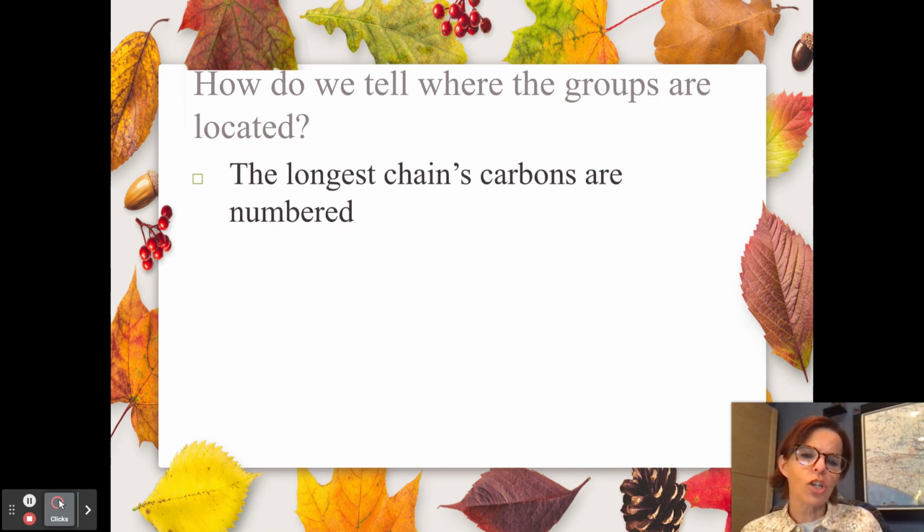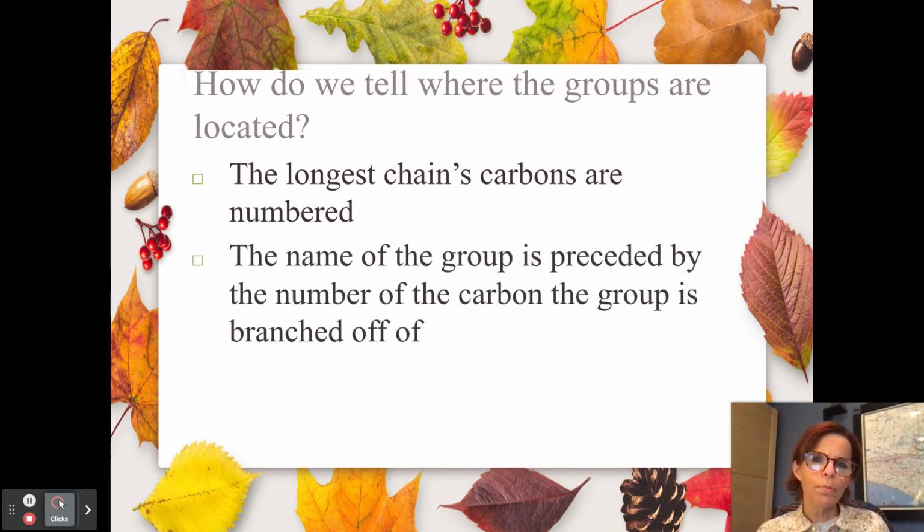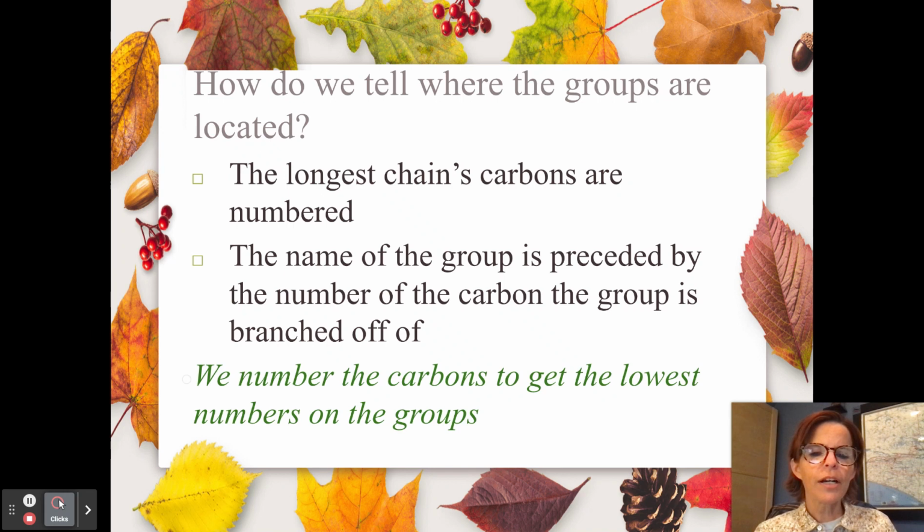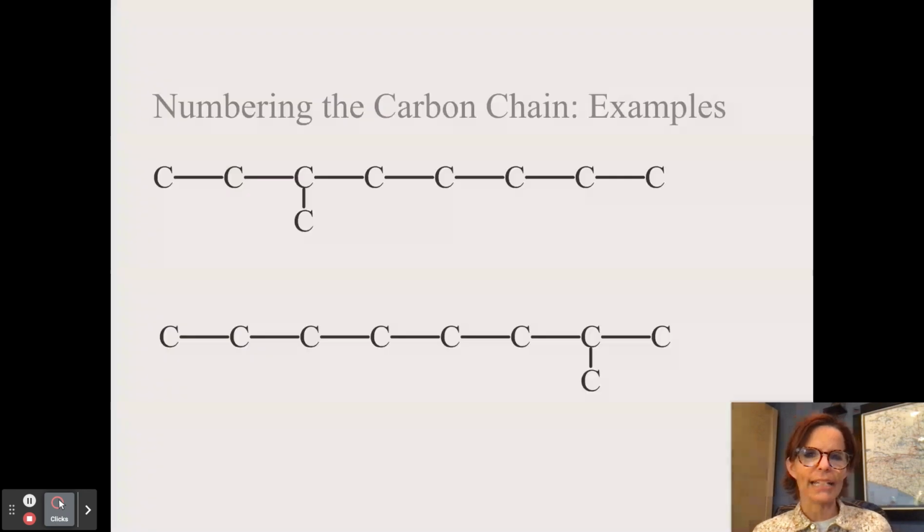So the longest chain's carbons are numbered. The name of the group, so like ethyl or methyl or butyl, is preceded by the number of the carbon the group is branched off of. We number the carbons to get the lowest numbers on the groups. I know it's a lot of words. I don't even know that you need to write it down right now. Just listen and let's try an example.